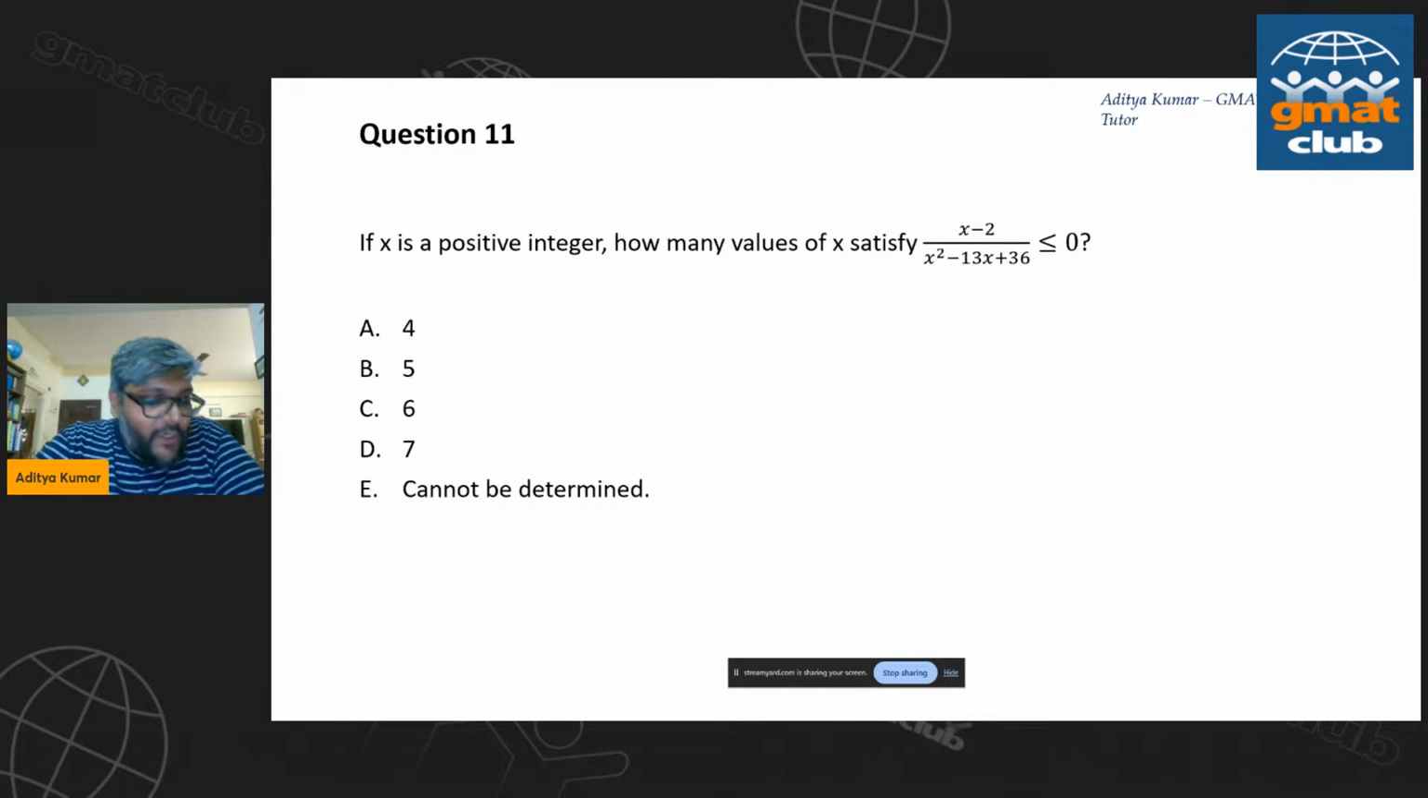The question is not asking you for the range, it's asking you for how many values of x will satisfy the condition, right?